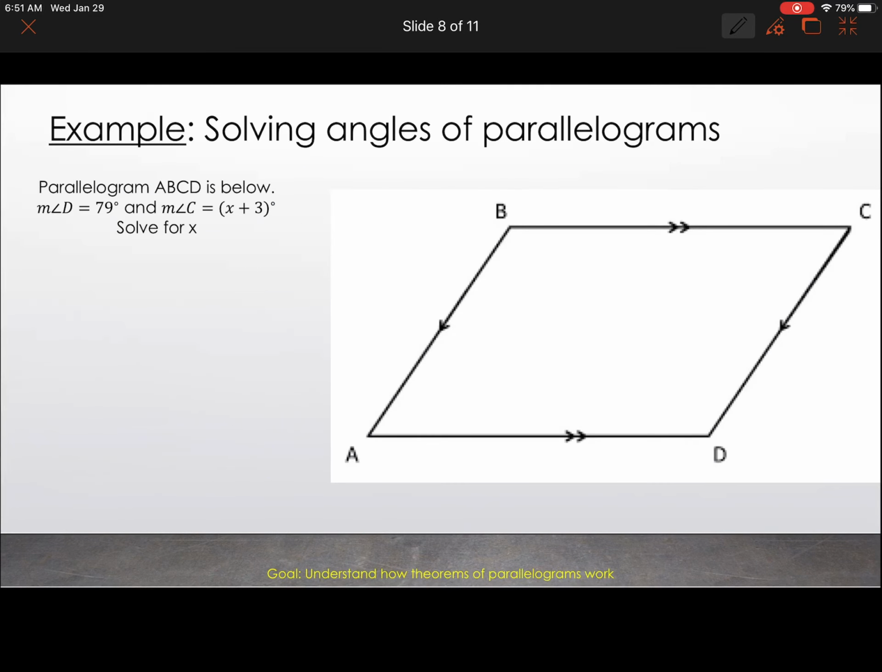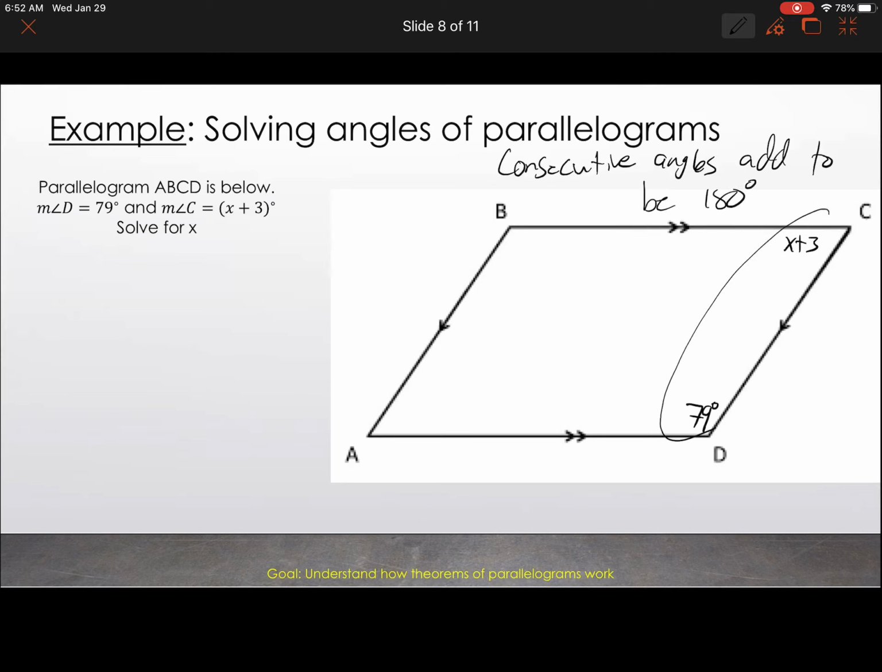Okay, so here's some stuff that you'll see on the quiz. Solving angles of parallelograms. Parallelogram ABCD is below. The measure of D is 79 degrees, and the measure of C is x plus 3. Solve for x. So one thing that I haven't talked about is that in parallelograms, consecutive angles add to be 180 degrees.